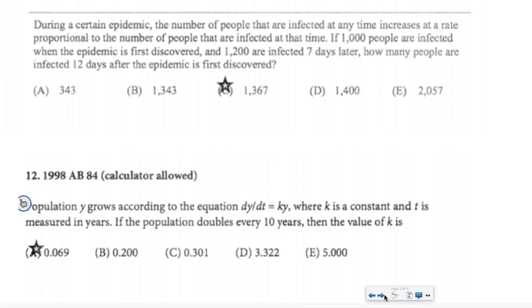Next up, see how far I can get. During an epidemic, the number of people infected at any time increases at a rate proportional to... There's your exponential growth model. Q, number of people would be P. Rate is a derivative. It's proportional to the number of people infected. That means this in calculus.